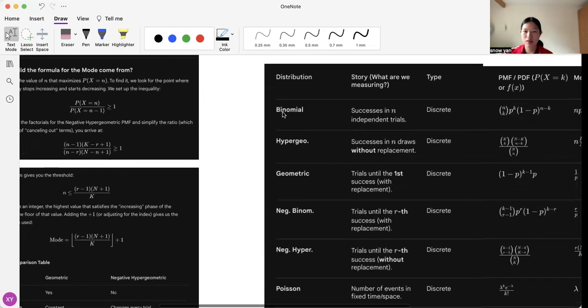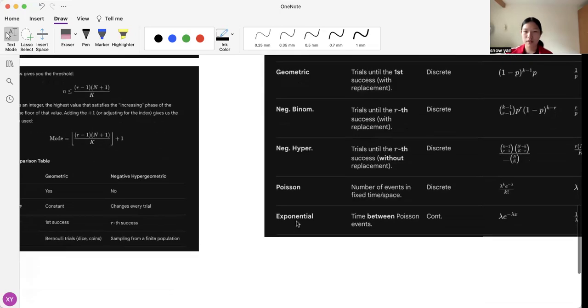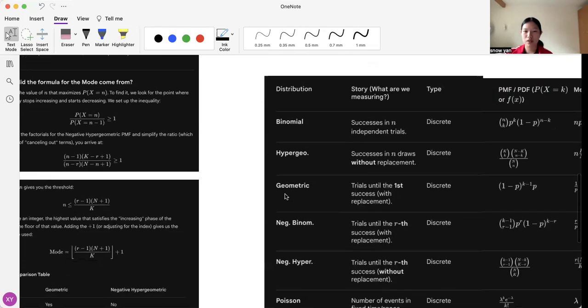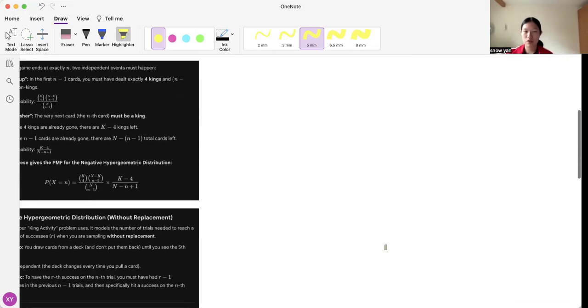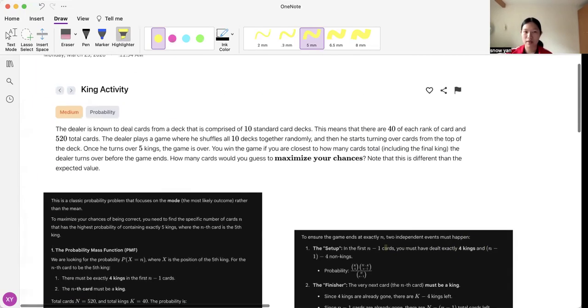Most of these distributions we're dealing with are discrete, and the only one that is continuous is exponential. But Poisson and exponential are not even used in this question. We're mainly using negative hypergeometric because we care about up to the fifth success, without replacement, because once we draw the cards, they're not going to be added back.